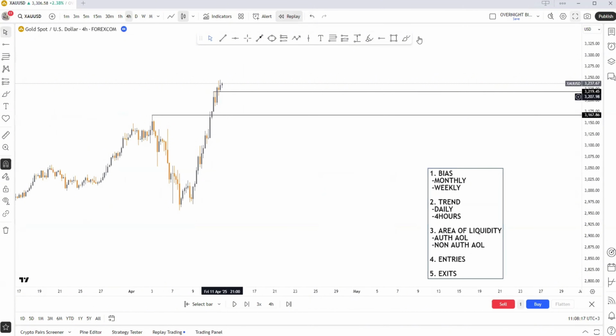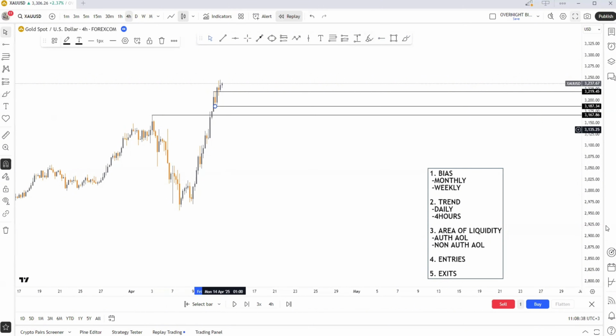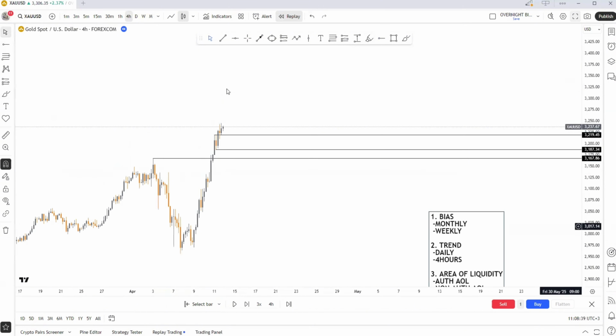Of course, we have, let me show you, this is authenticated area of liquidity. This is authenticated area of liquidity. This has already been consumed. This is authenticated area of liquidity. Also, this has already been consumed. But this one plays a part as authenticated and non-authenticated area of liquidity. But we can clearly see our authenticated area of liquidity has already been consumed.